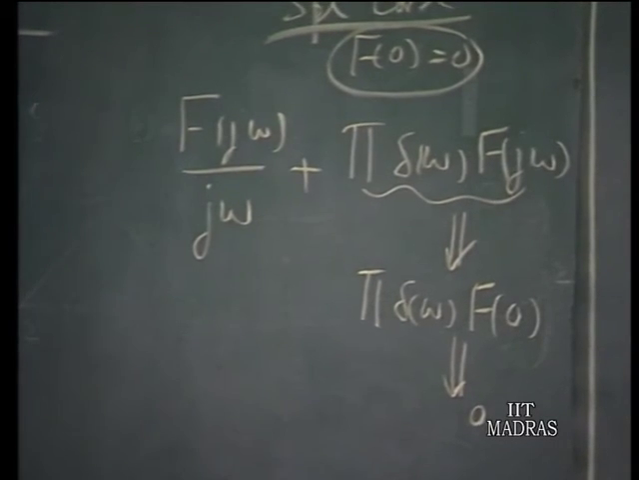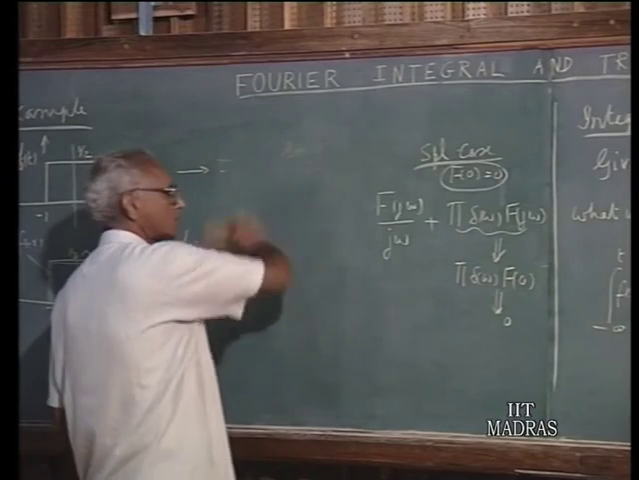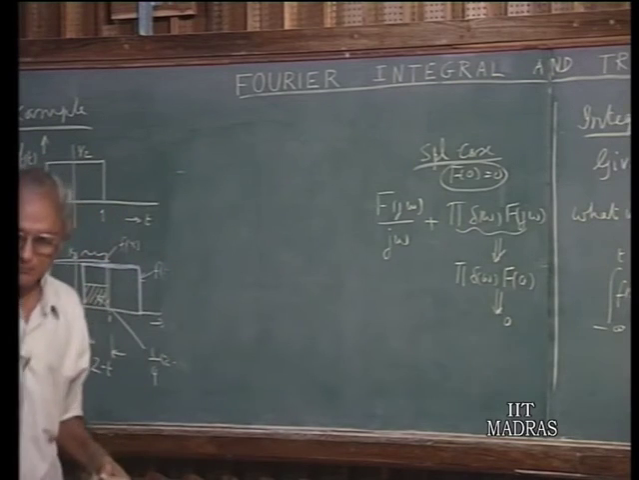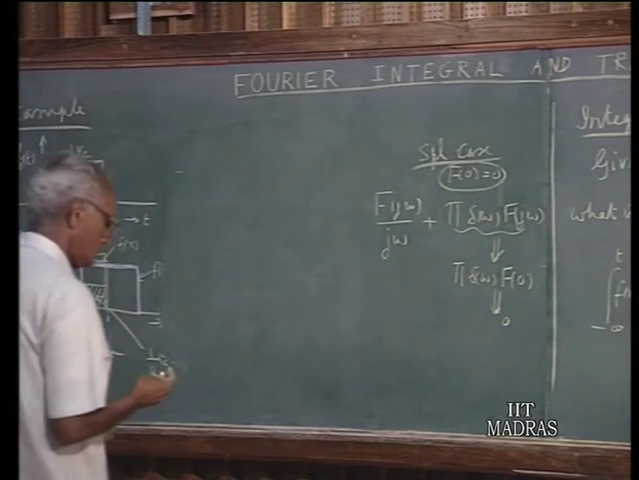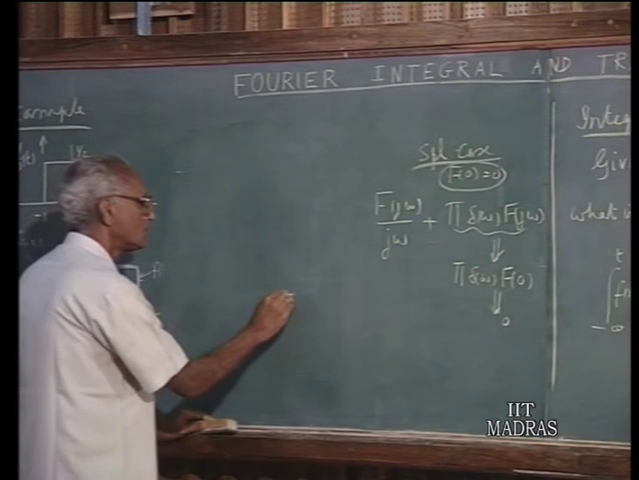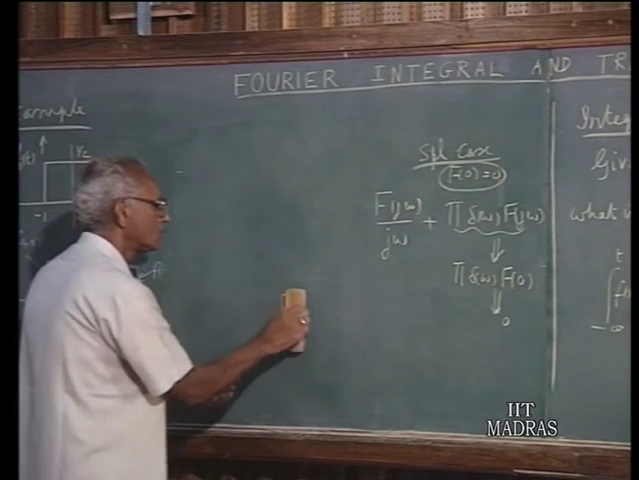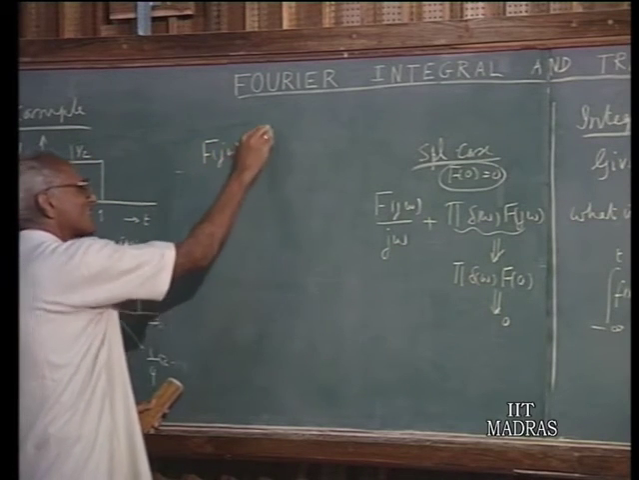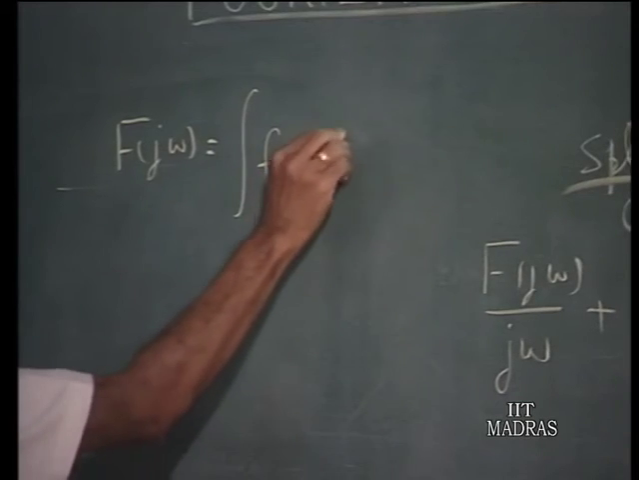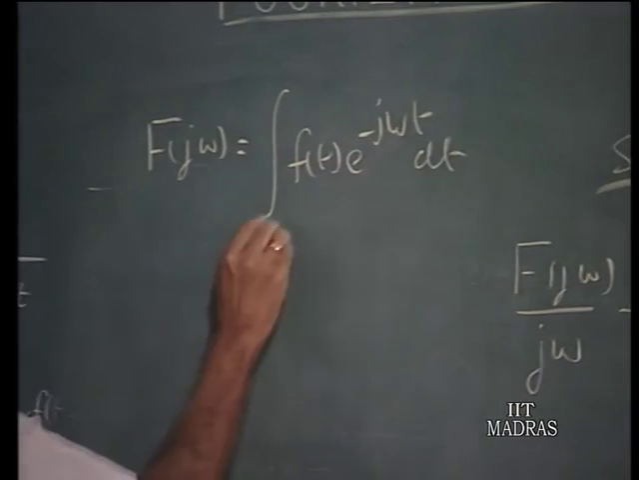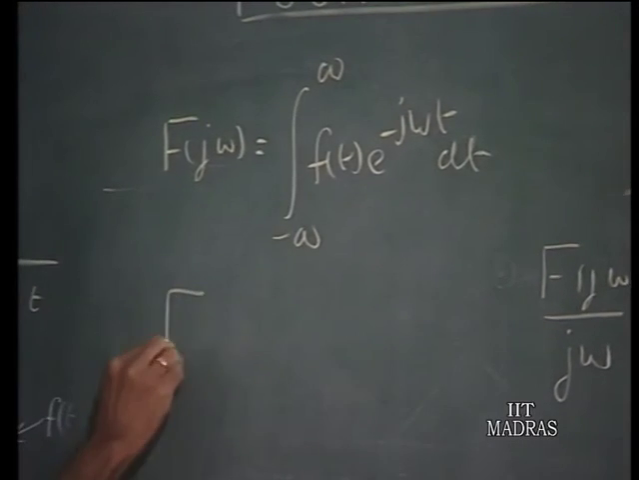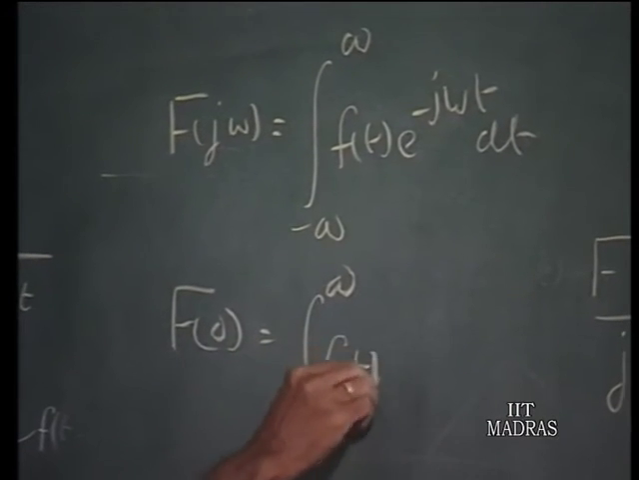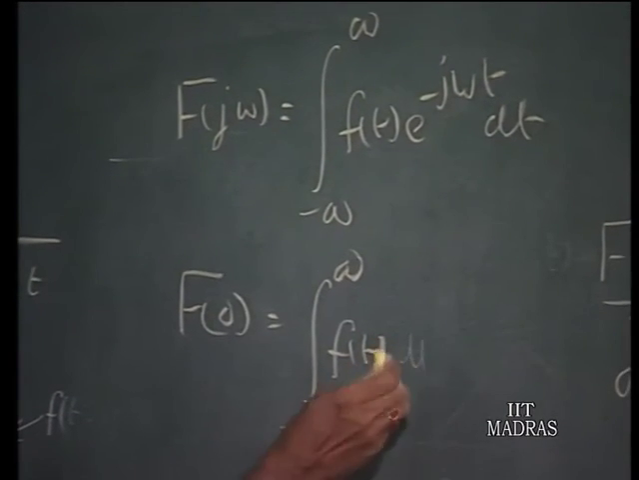Then you recall once again, f of j omega equals the integral of f of t e to the power of minus j omega t dt from minus infinity to plus infinity. So, f of 0 will be the integral from minus infinity to infinity of f of t, because when omega equals 0 this exponential is 1, so this is equal to the integral of f t dt.